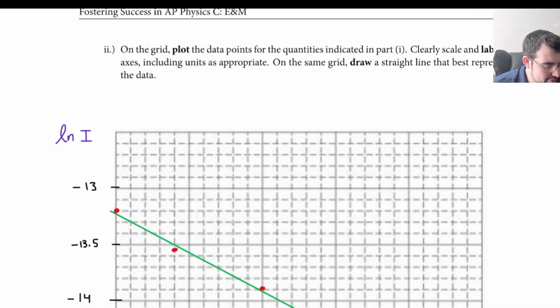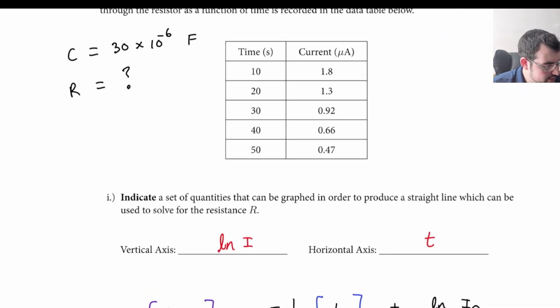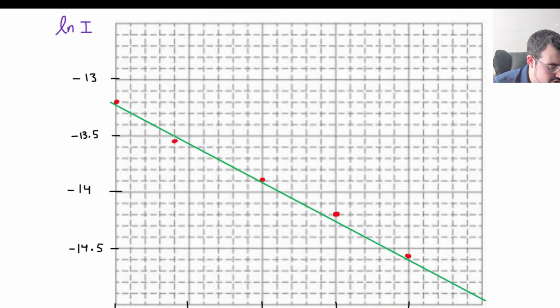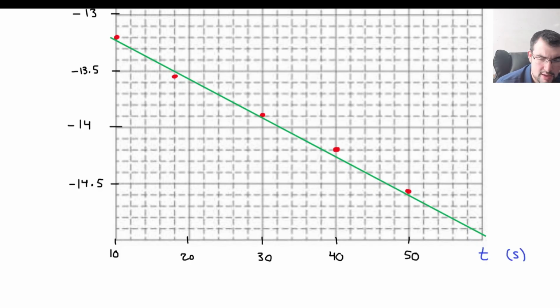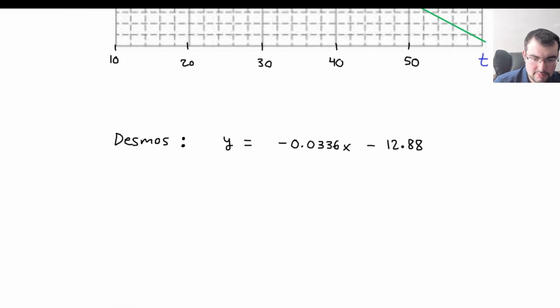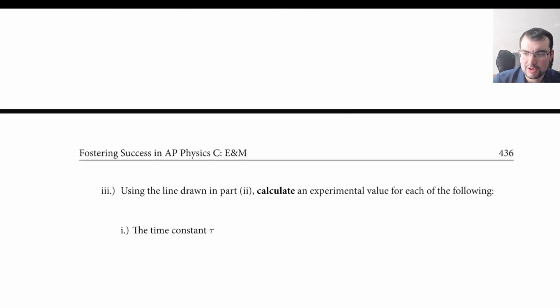This was linear. If I didn't linearize it, this looks like this, right? It's some sort of exponential decay that touches the y-axis. So it's linear now. Okay. So now we get our Desmos regression, and Desmos gave us a slope and a y-intercept, which are the two things we need. So we're going to solve for a couple of things now.